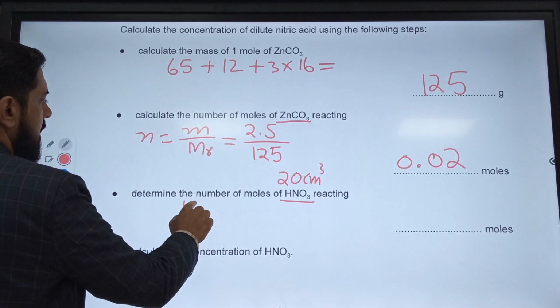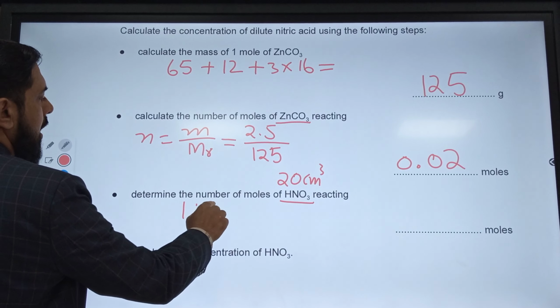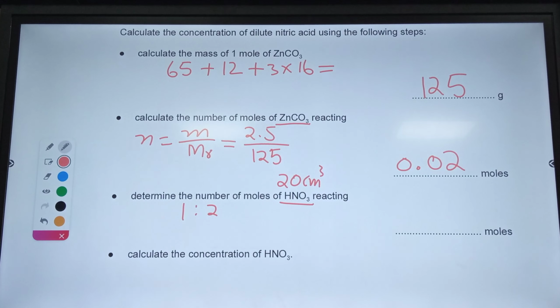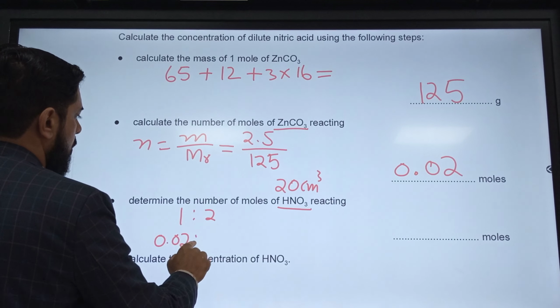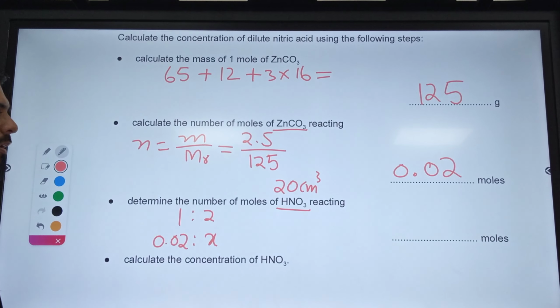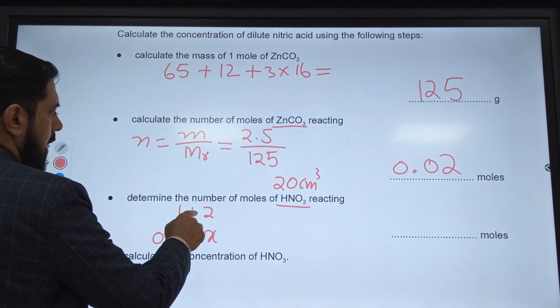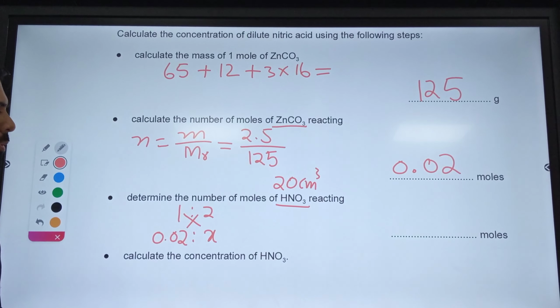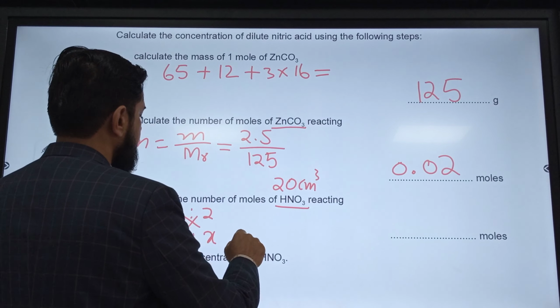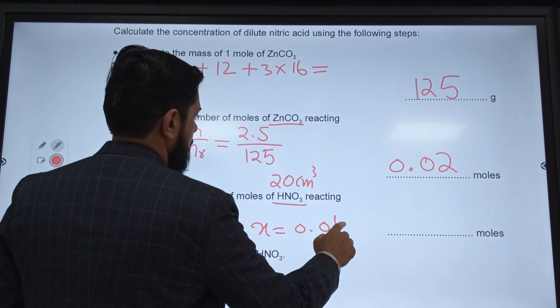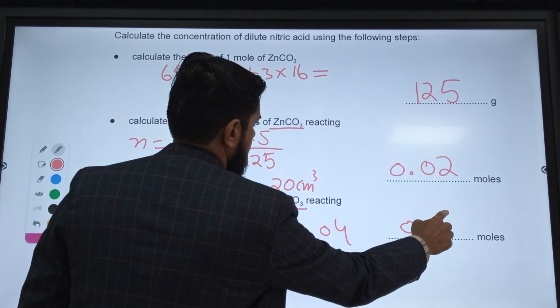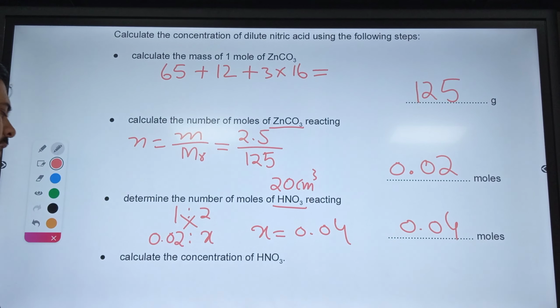So we can say 1 is the zinc carbonate and 2 moles of the acid are reacting. If the zinc carbonate is 0.02, what should be the moles of the acid reacted? We have to cross multiply. As a result, we got the value of x as 0.04. So 0.04 is the answer over here.